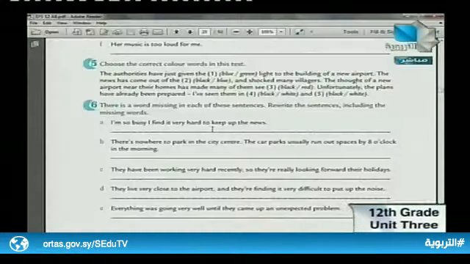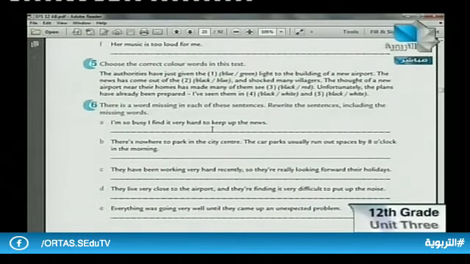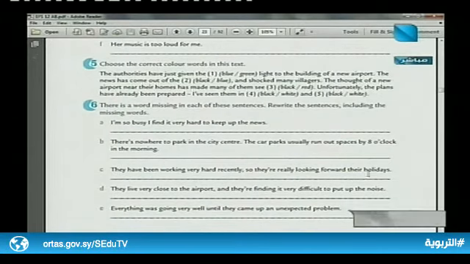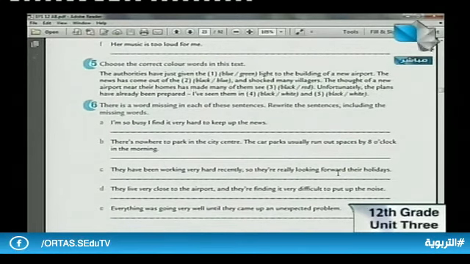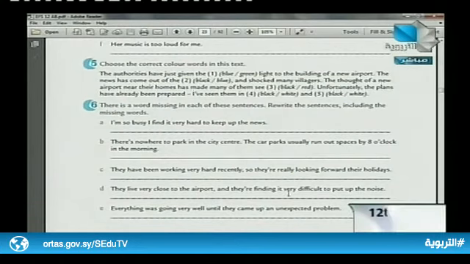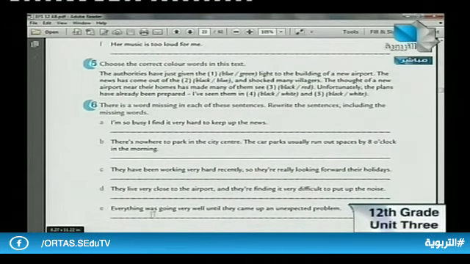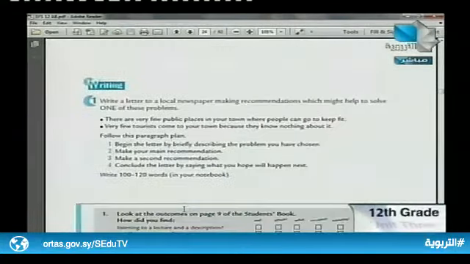There's nowhere to park in the city center. The car parks usually run out of places by 8 o'clock in the morning. They have been working very hard recently, so they are really looking forward to their holidays. They live very close to the airport and they're finding it very difficult to put up with the noise. Everything was going very well until they came up against an unexpected problem. Good. Thank you very much.